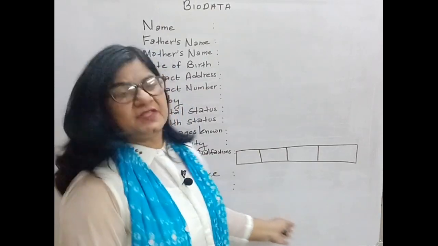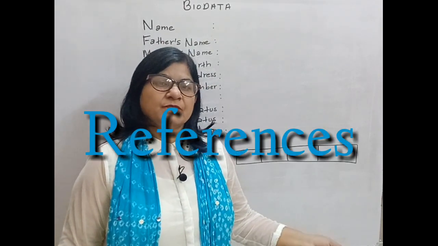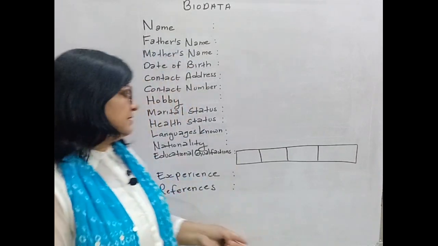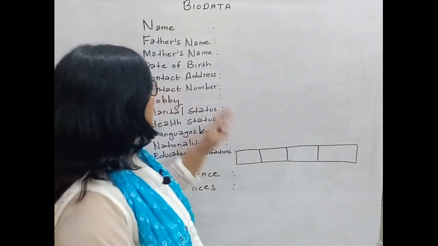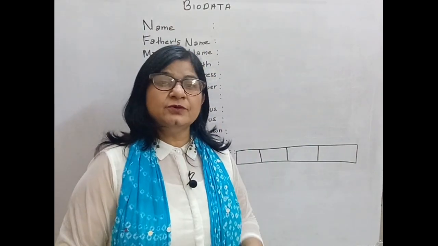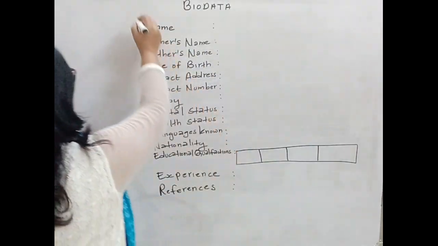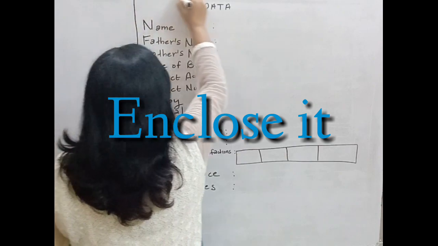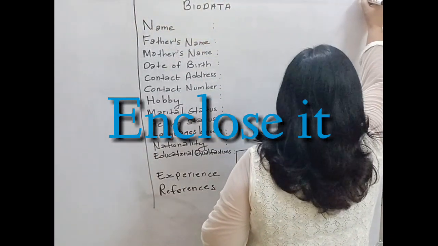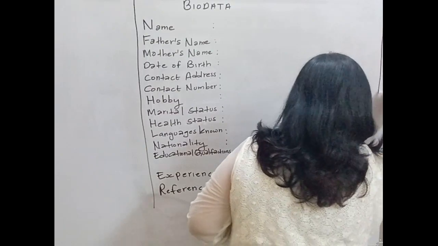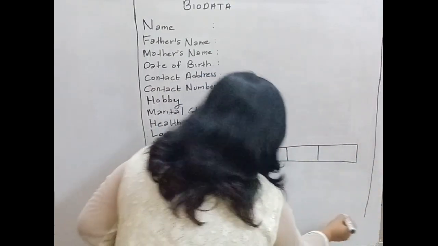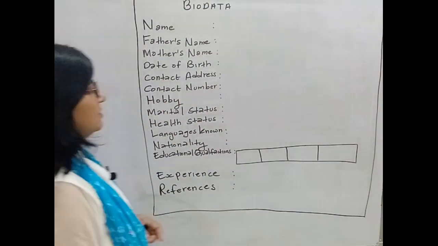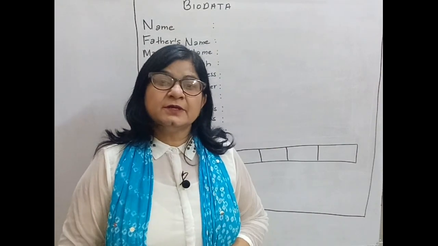Here you have to give the names of 2 to 3 persons, or you can write the name of one person also. If you write the name of one person, you have to write reference. Students, after writing the biodata, you have to enclose it. So this is the format of biodata.